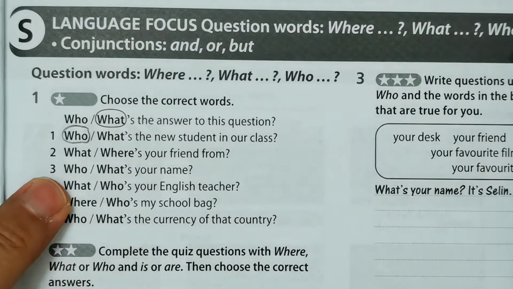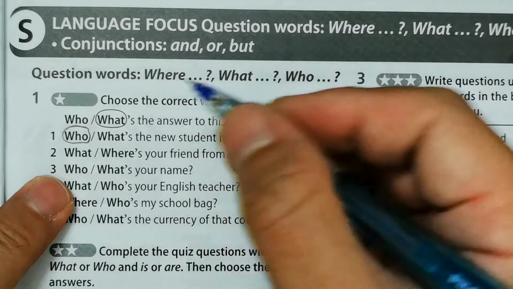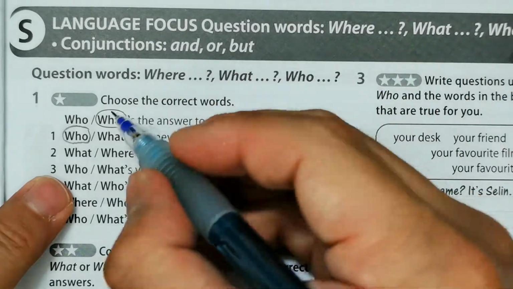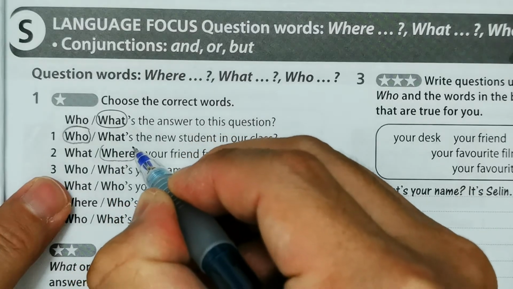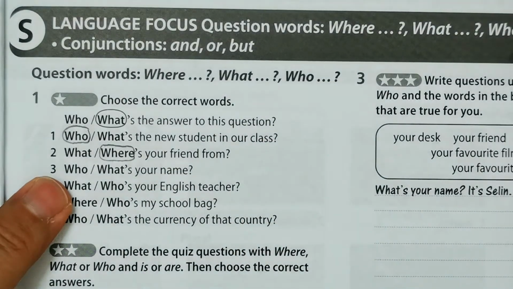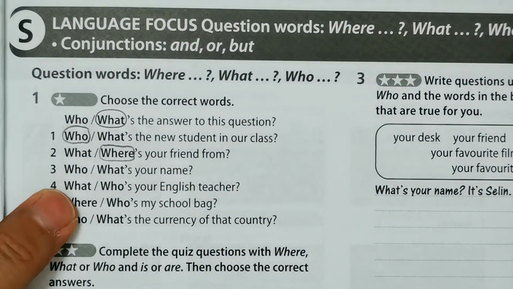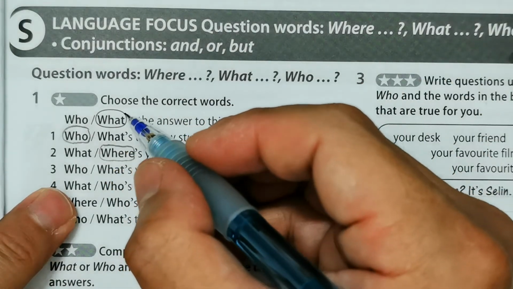And then number 2, your friend from. So from, usually we will choose where. So remember, you don't circle this apostrophe here. So where's your friend from? And then number 3, so your name. So this is what's your name.